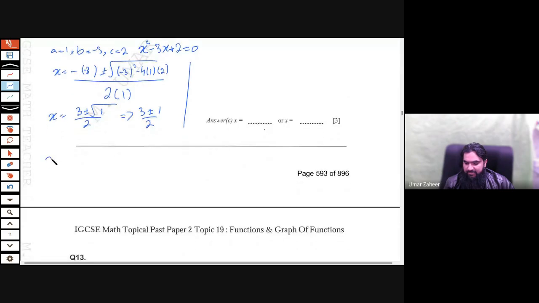So we'll get the two values: 3 plus 1, that is 4 over 2, and 3 minus 1, that is 2 over 2. So the final answer is x is equal to 2 and x is equal to 1.